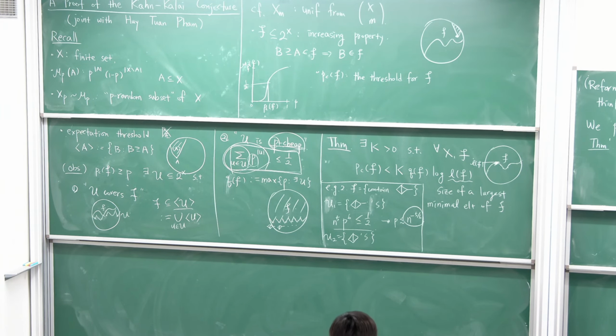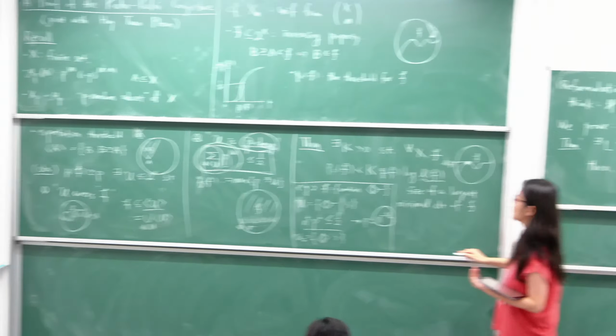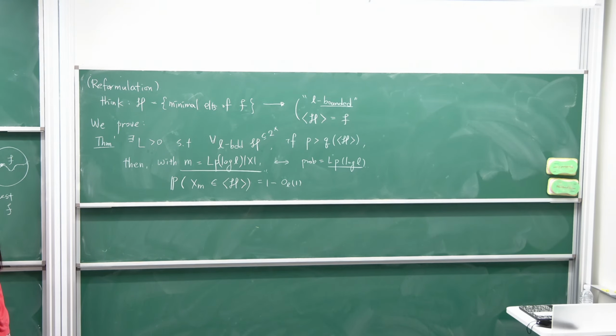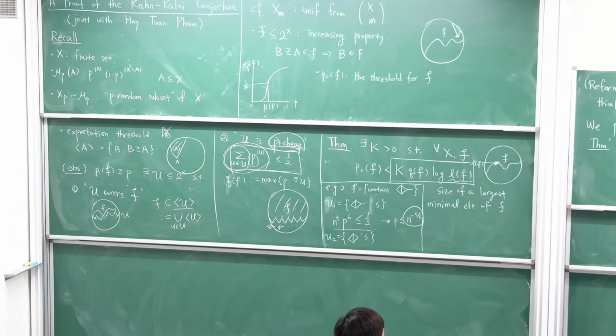This corresponds, in the binomial model, to the probability being L times P times log L. So this is exactly what's written here. This is just a change from the binomial model to this uniform model. It's a standard change, and you don't have to worry about it. We can always switch from the probability to this size bound.